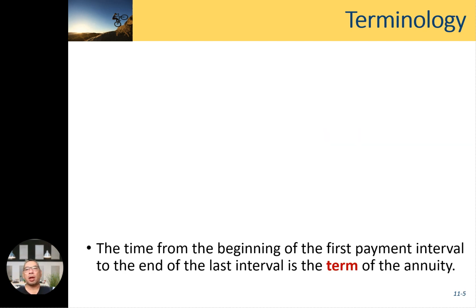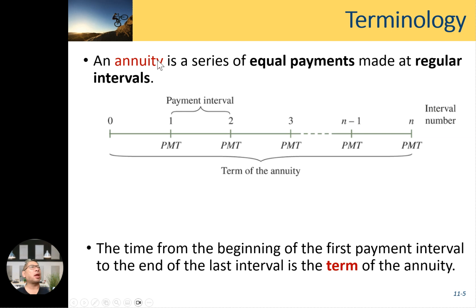Terminology. What are the terms being used here? The time from the beginning of the first payment interval to the end of the last interval is the term of the annuity. An annuity is a series of equal payments made at a regular interval. From 0 to n here, the payment interval is the same.